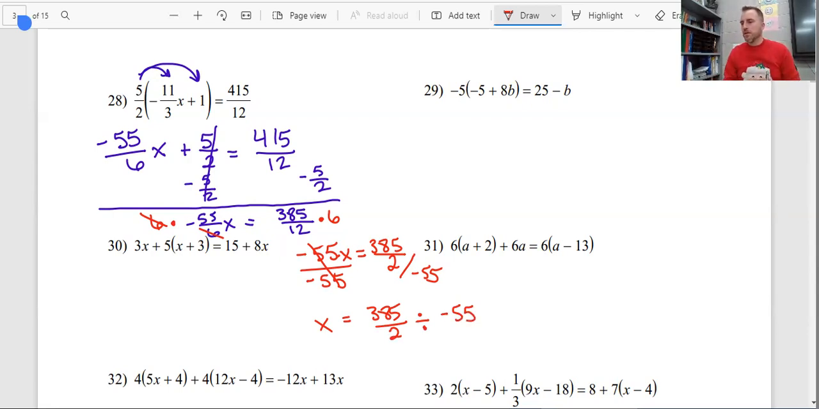But we can treat this like, how do we divide fractions? You're like, well, -55 isn't a fraction. It is if we want it to be. You can just put anything over 1. If it's just an integer, just a whole number, just put it over 1. And now it's a fraction. How do we divide fractions? Well, we don't. We multiply by the reciprocal, -1/55.